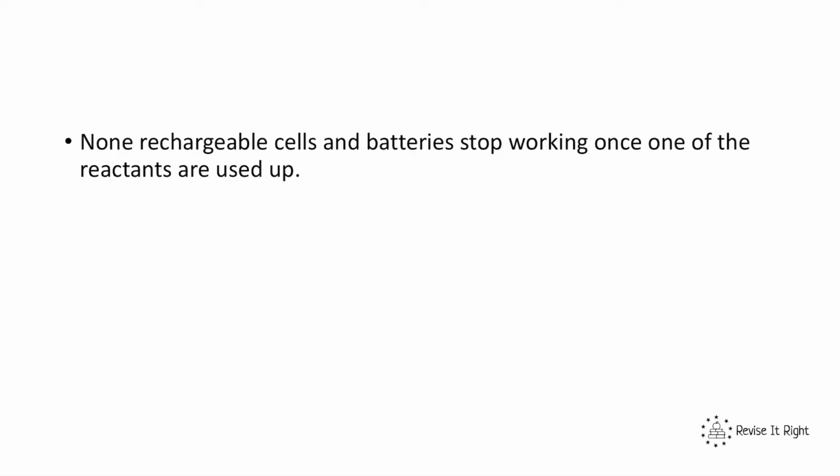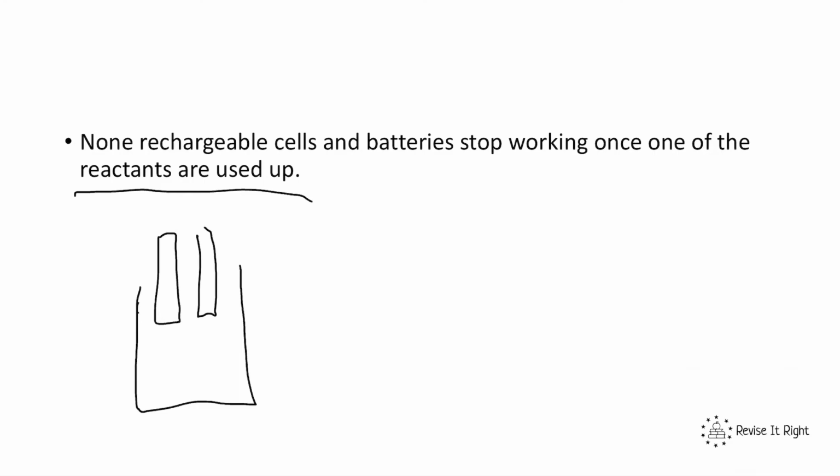Now, as you probably know from real life, there are different types of batteries. You can get non-rechargeable batteries and cells, or rechargeable. In non-rechargeable cells and batteries, they stop working once the reactants are used up. When we're talking about the reactants here, we're talking about the ions within the electrodes or within the electrolyte. So again, if we're drawing our electrode and our electrolyte, these are going to contain ions, and once they are all used up, the cell is no longer producing electricity, and therefore it stopped working.